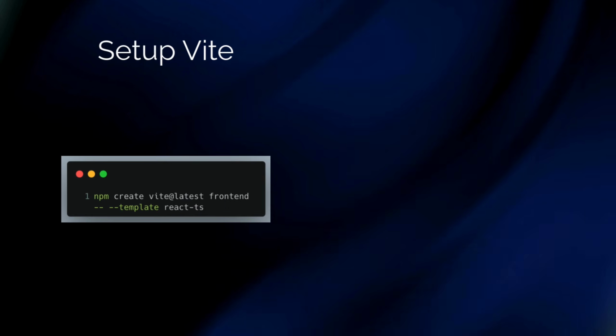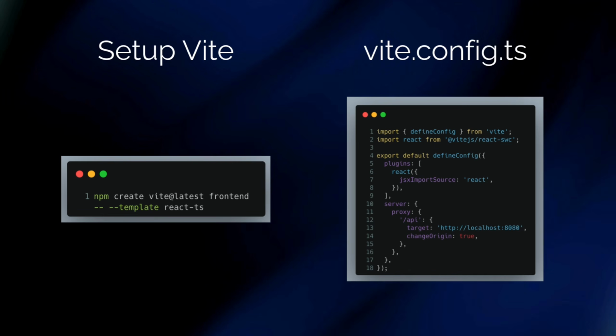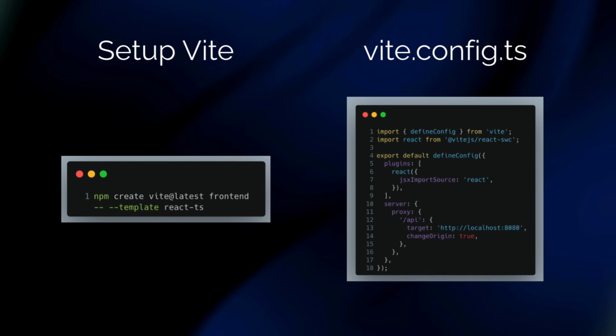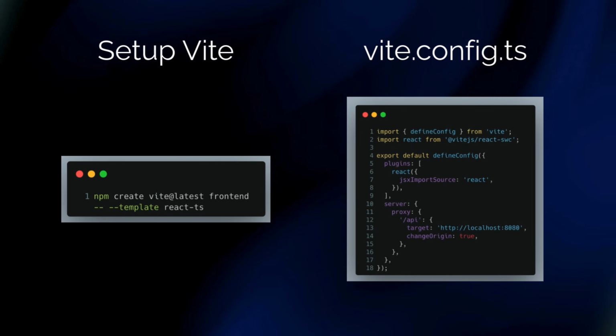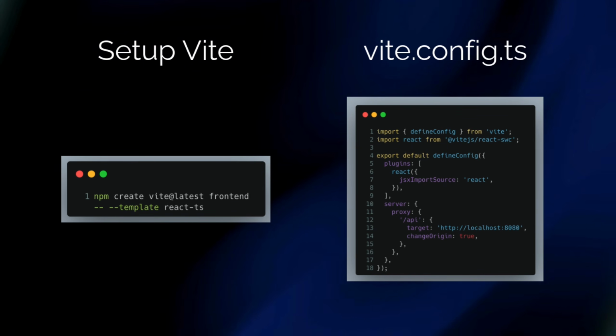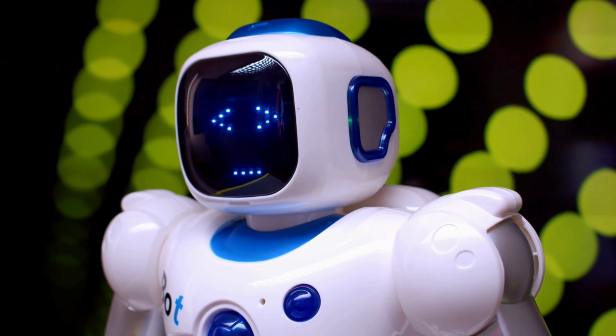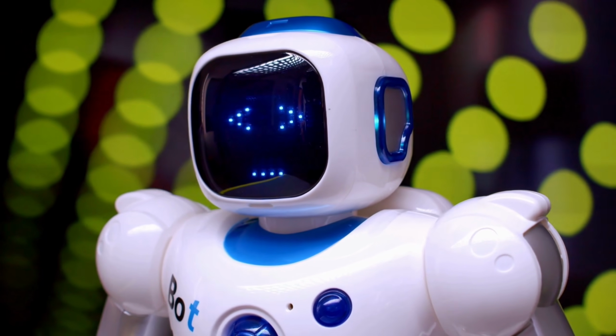First, we set up Vite with the compiler. Then in your vite.config.ts, you enable the compiler plugin. With the compiler active, your components look like normal JavaScript again. No hooks cluttering the logic. The machine is smarter than you. Let it handle the optimization.